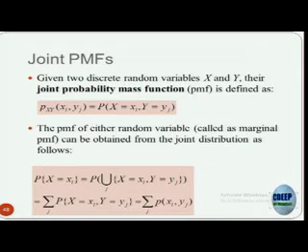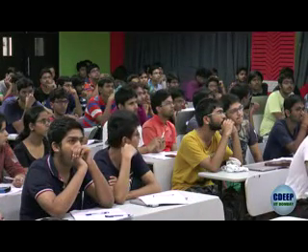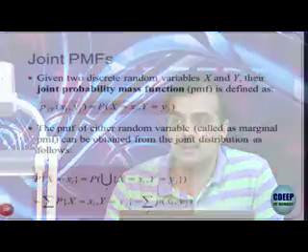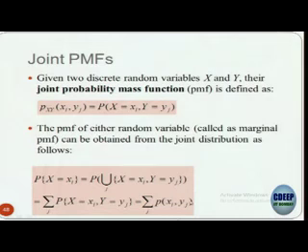Why can I do this? Yes? Events are mutually exclusive. Right. So, the event that X equal to xi and Y equal to y1 is mutually exclusive with respect to the event that X equal to xi and Y equal to y2, because if Y was equal to y1, then it has no business being equal to y2. Quite obviously, that is the reason why these events are mutually exclusive. And remember, these are joint events that are mutually exclusive. I am not saying X equal to xi is mutually exclusive with respect to Y equal to y1. No, the joint events are mutually exclusive. So then consequently, this is a sum of the PMFs.